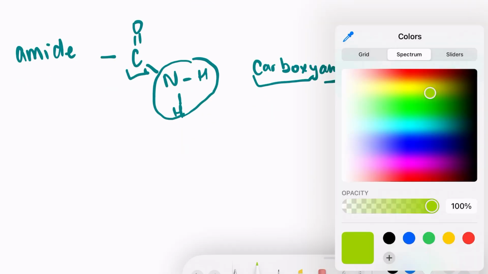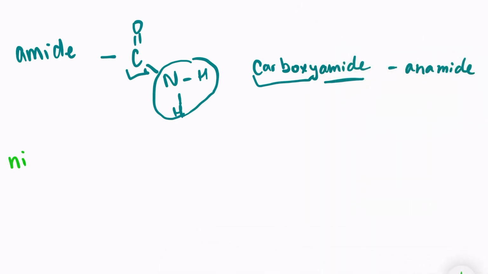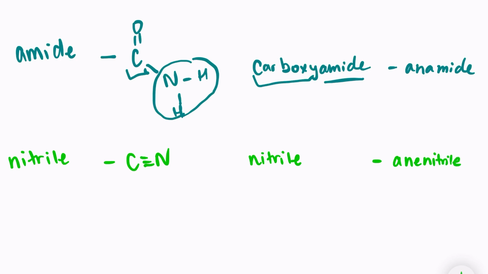And next on our list we have nitrile. Nitrile is a carbon-nitrogen triple bond. And the functional group here is nitrile. And the suffix that we use when we're naming is anenitrile. So you may have heard of propanenitrile or ethanenitrile.